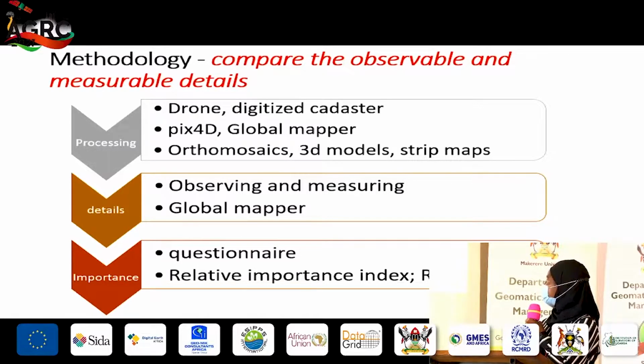But it was not enough for us to get the details from the two methods. We had to know the importance of each of these details in coming up with a compensation value. So to get the importance of each of the details, we used a questionnaire and the relative importance index to be able to compare the different valuation details.